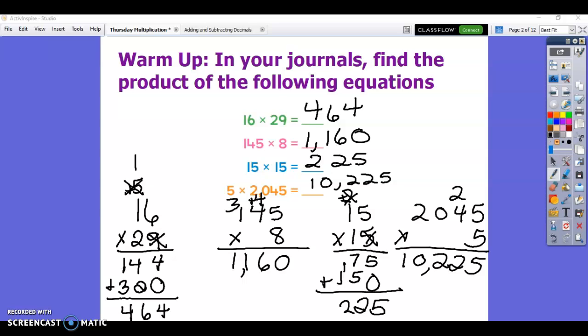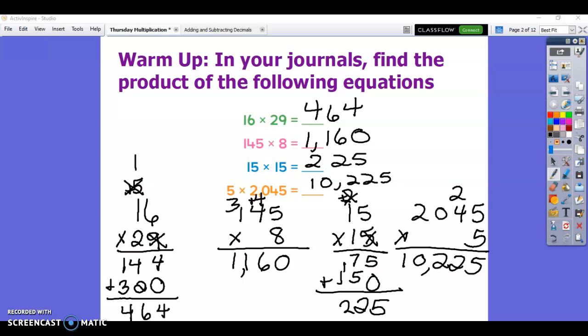Okay, so if you check on the bottom, I did 16 times 29 for a total of 464. And then 145 times 8 is 1,160. And 15 times 15, you should have gotten 225. And 2,045 times 5, you should have gotten 10,225.